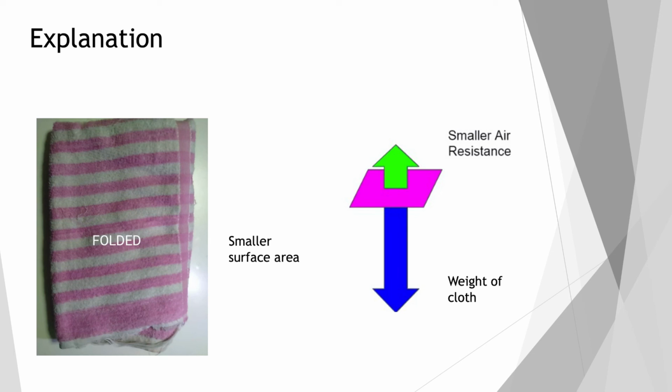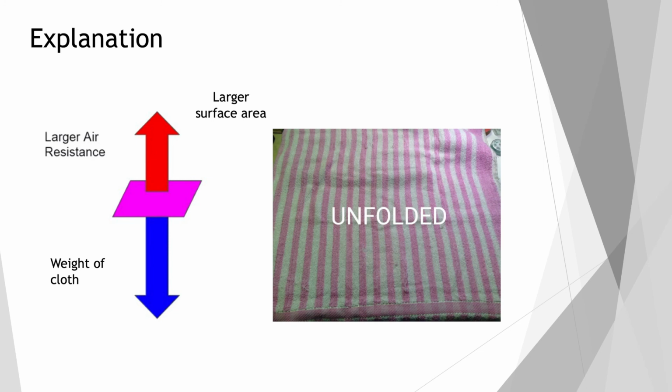to fall. On the other hand, the unfolded cloth fell slower, as it has more surface area for collision with air particles. The drag coefficient for the unfolded cloth is high, and there is more drag force present. Therefore, the weight of the cloth has the same magnitude as the higher air resistance, and more time is taken for the unfolded cloth to fall.